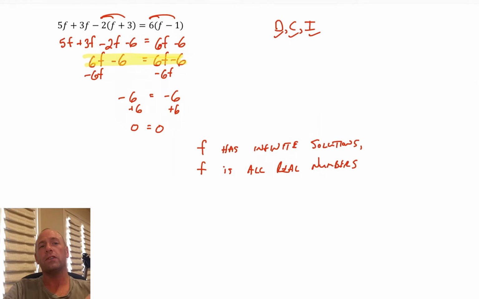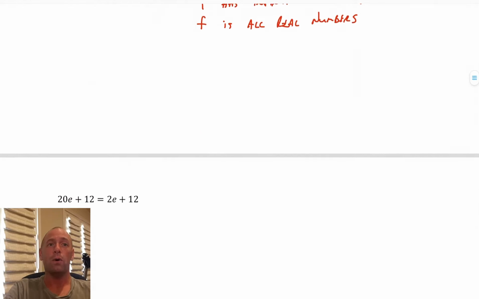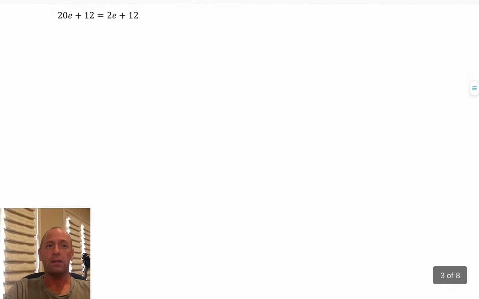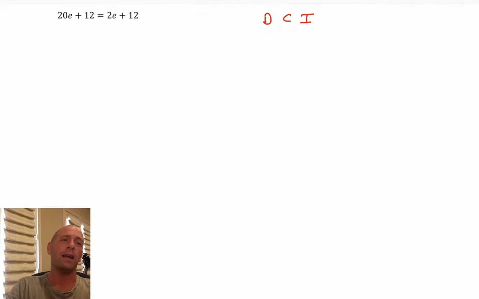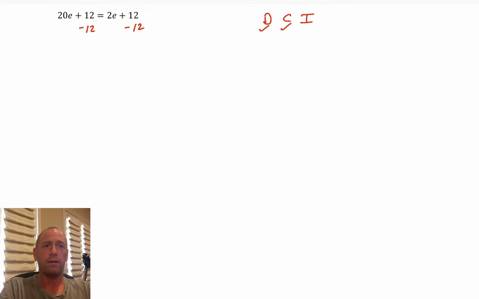Now that students see that there can be no or infinite answers, they start to forget about this next example. So I'm going to again use DCI. I see that there's no distribution. I've got no like terms on the left, no like terms on the right. So what I'm going to start to do now is just to get rid of that 12 by subtracting it. That leaves me with 20e equals 2e.